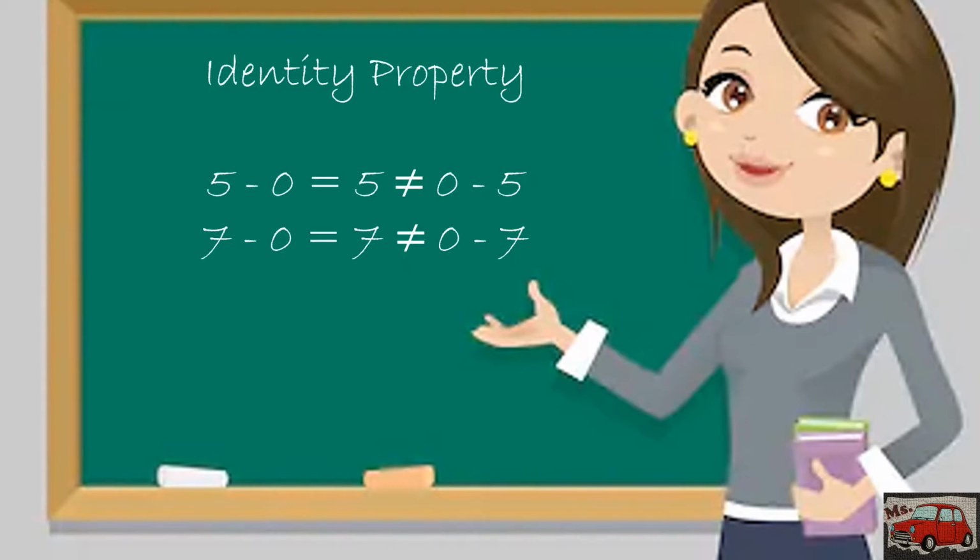5 minus 0 is equal to 5. But 0 minus 5 is not 5. It's not always equal to 5. Another, 7 minus 0 is equal to 7. But 0 minus 7 is not equal to 7. What this is saying is that just because you subtract 0 from a number, or subtract a number from 0, that number is not always the answer. That's why it's not a property of subtraction.